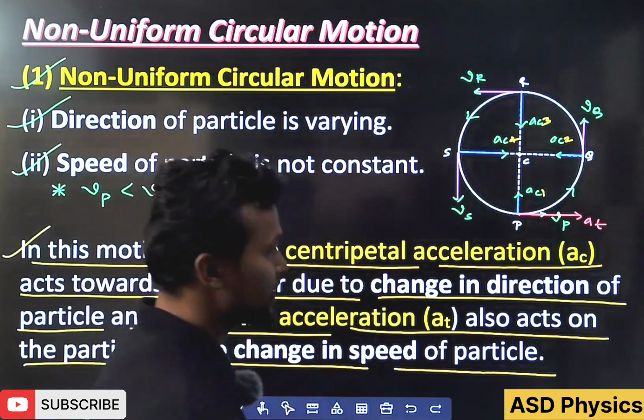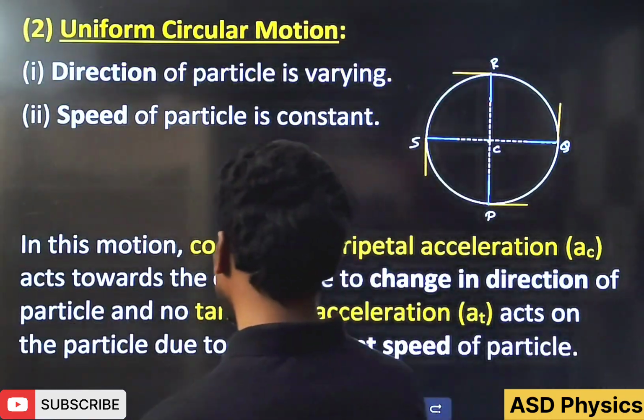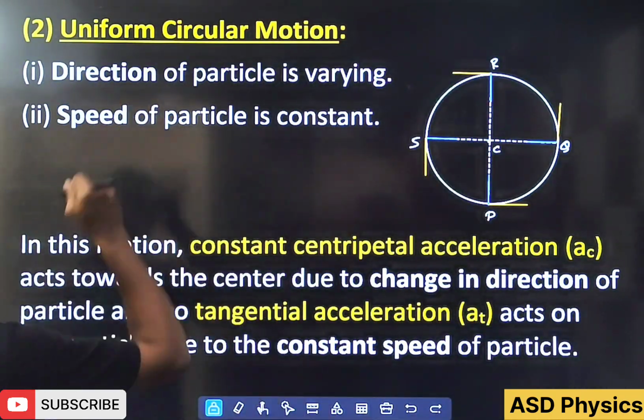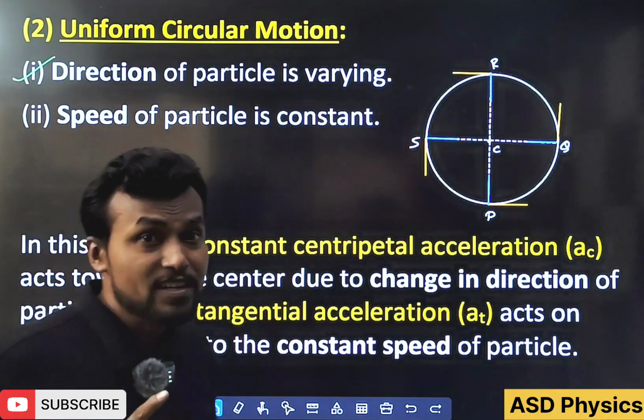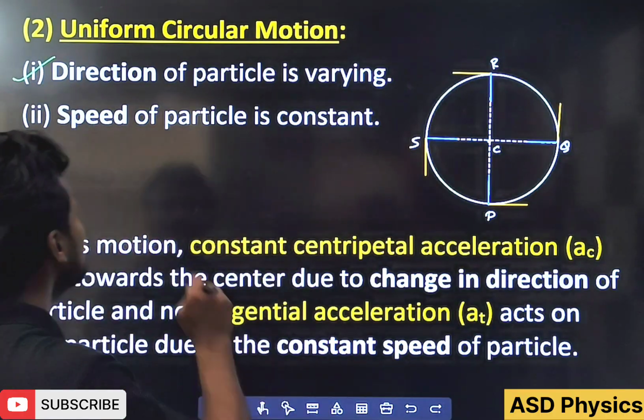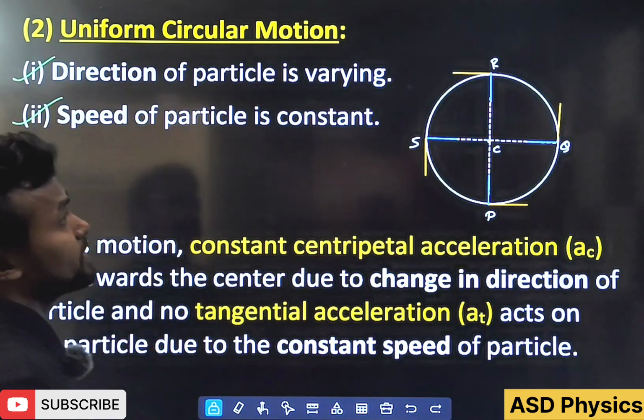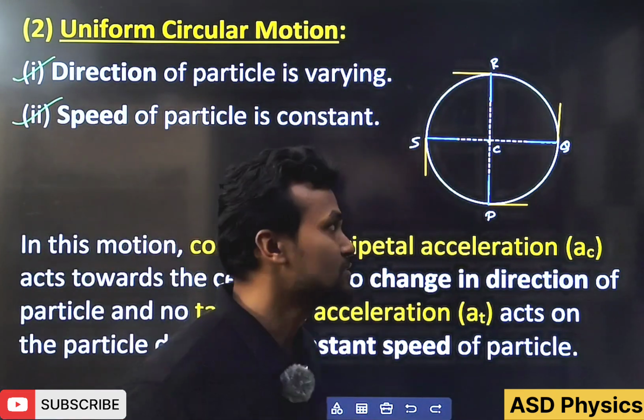Now let's come to the next one. As I have told you, let's see uniform circular motion. In uniform circular motion, the direction of the particle is varying, and the second one, the speed of the particle is constant. Again we will see here.